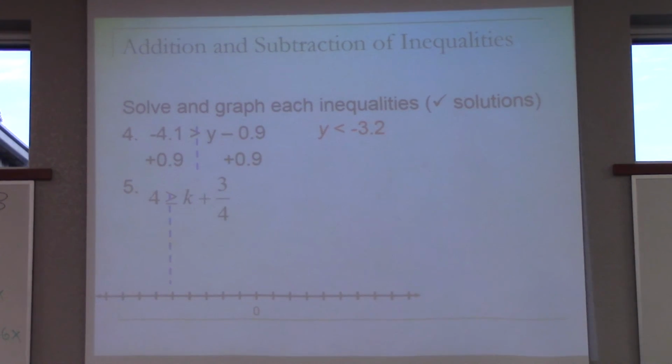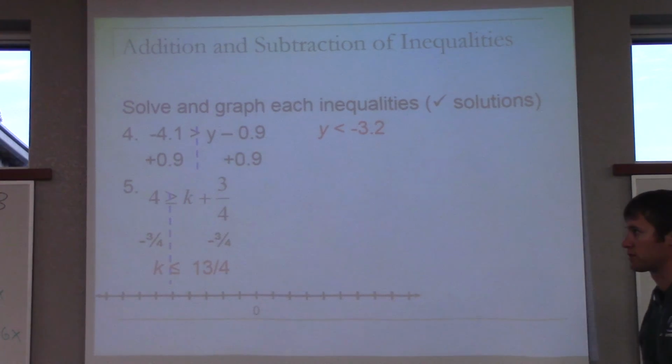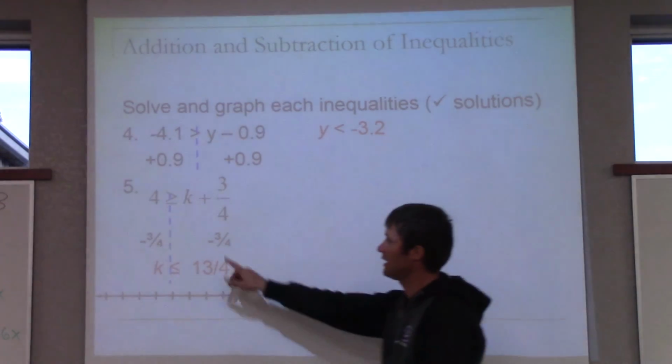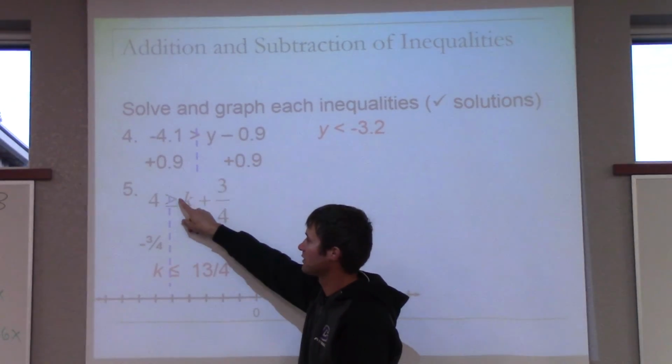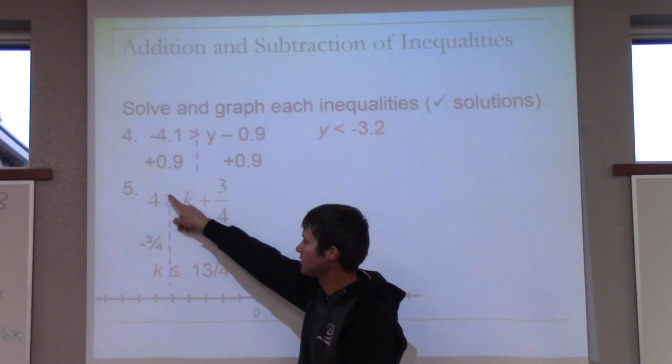Same thing here. We want to subtract the 3/4. Now we need a common denominator. To do that, it should be 13/4 as you go through. Again, if you switch sides, all it's saying is the small end is still pointing towards K.